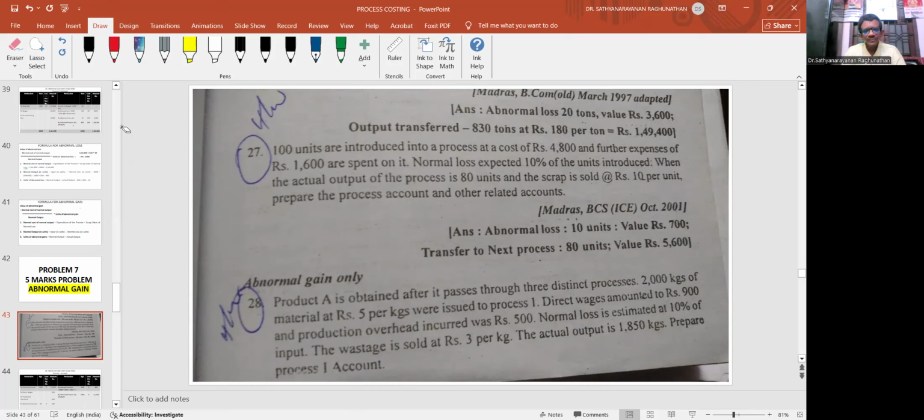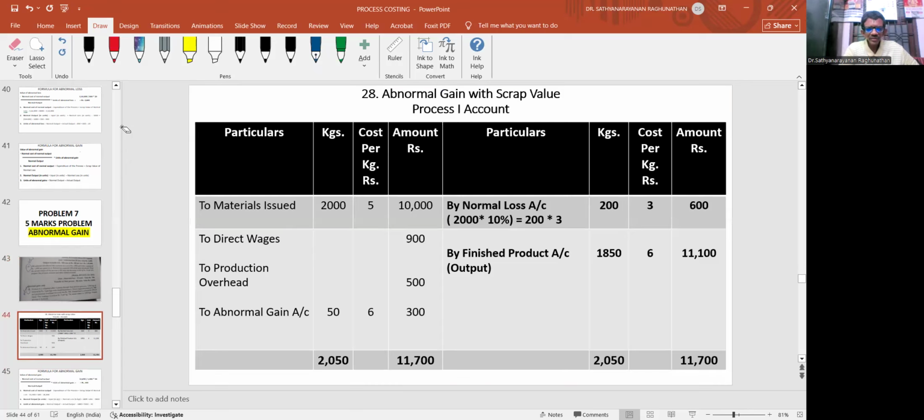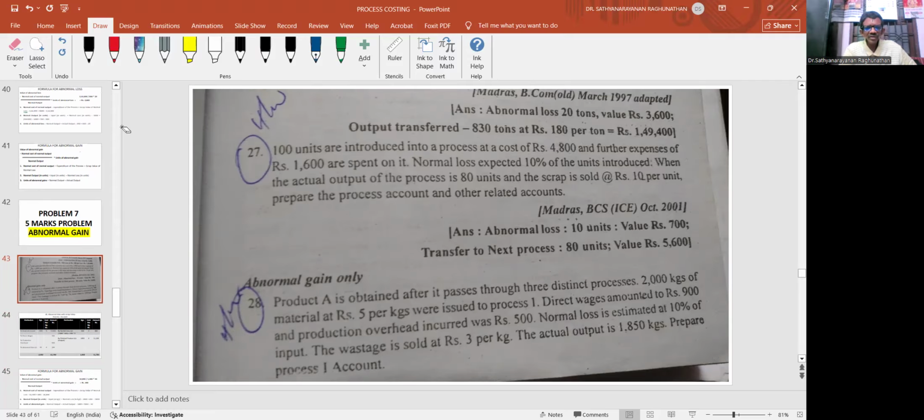Now, abnormal gain one, Product A. Please see the problem number, problem number 28. Problem number 27 you can try; that is, 100 units are introduced into a process at a cost of rupees 4,800. Take a screenshot of these two problems. You try problem number 27. Now I am going to work out problem number 28.